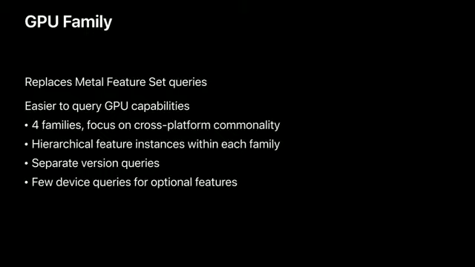First, we have consolidated into 4 families and organized them to simplify cross-platform development. Second, each family supports a hierarchy of features organized into 1 or more instances. So support for one instance means all earlier instances are supported. Third, the new API separates out the Metal software version query to track how instances of a given family change over software releases. And finally, GPU family defines a small set of device-specific queries for optional features that don't neatly fit into families. Now, with that said, let's take a closer look at the new GPU family definitions.